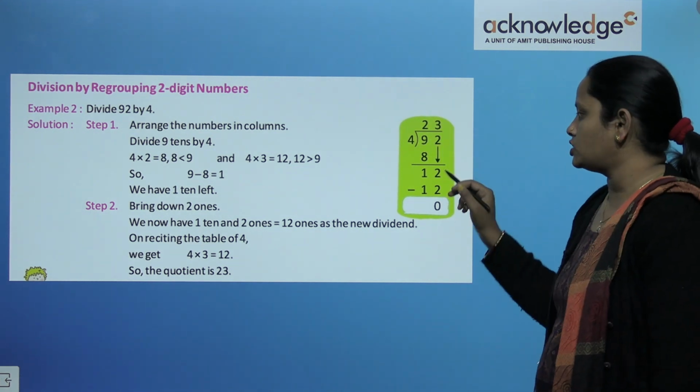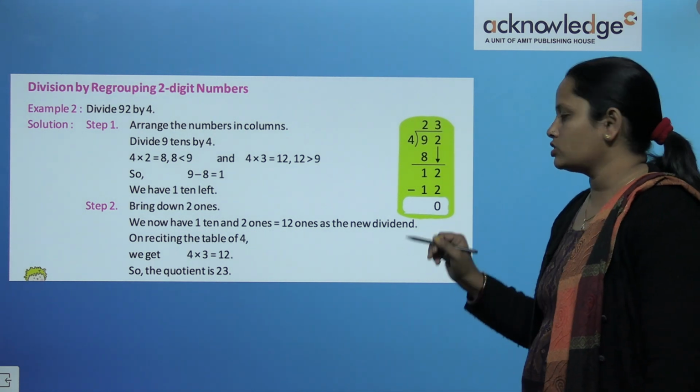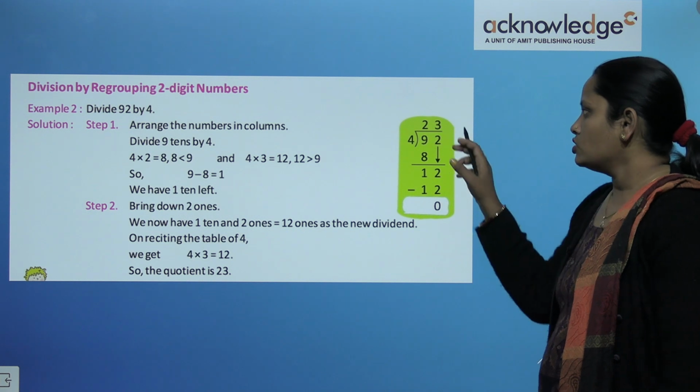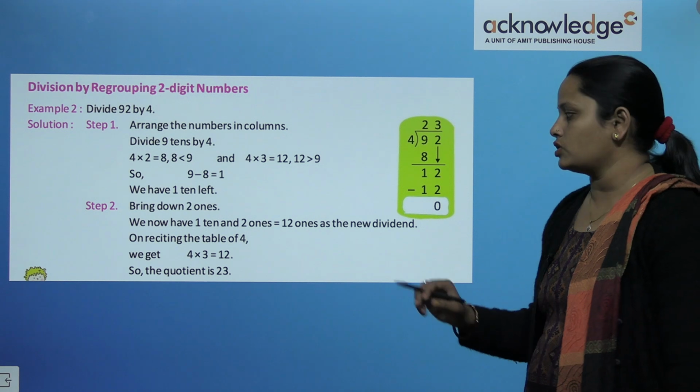Yes, 3 times 4 is 12. So 4 times 3 is 12, we have written here. We subtracted both and we get 0 as the answer. So here 23 is the answer, which you can also say it's the question.